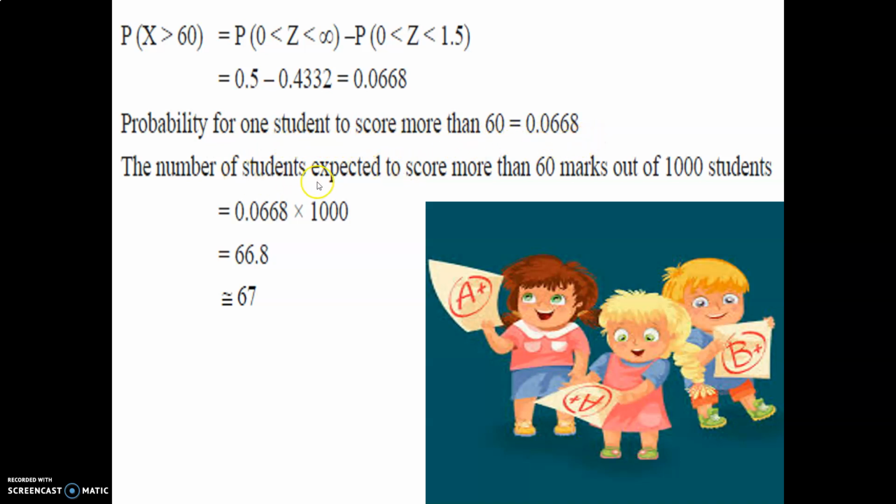The probability of one student scoring more than 60 is 0.0668. The number of students expected to score more than 60 marks out of 1000 students is 0.0668 into 1000, which is 66.8, that is 67 approximately.